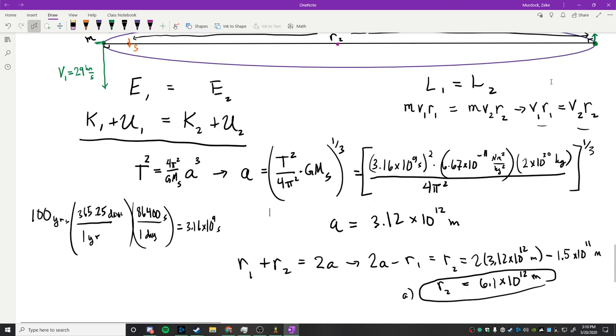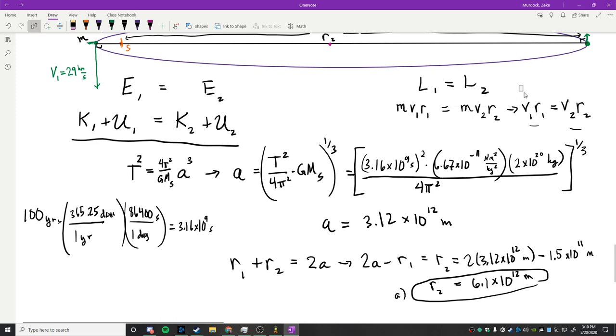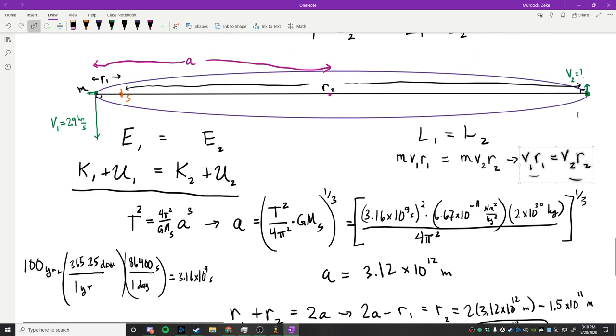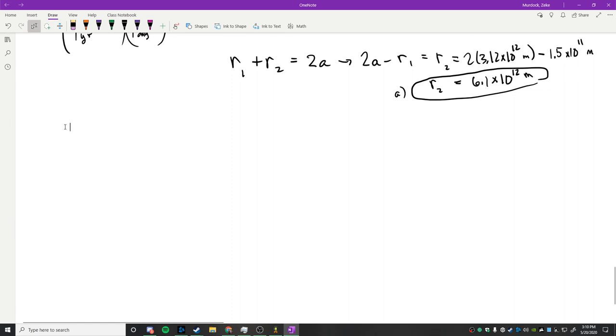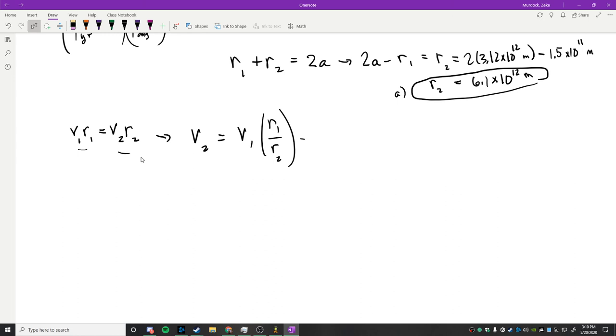And now if I want to find what the value of V2 is, the velocity that the object has when it gets over to here, I can just use that equation, right? So we put that down here. And we say, okay, well, I know what R2 is now, so V2 is just going to be equal to V1 times the ratio of R1 over R2. V1 was 29 kilometers per second, given in the problem, that's the velocity when it's close to the sun. And we just multiply by R1, which was 1.5 times 10 to the 11 meters, and R2 is 6.1 times 10 to the 12 meters.